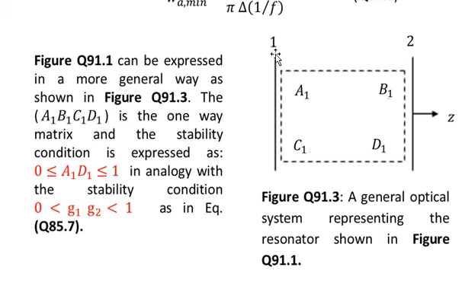So you see that we have drawn two parallel planes in front of the mirrors, spherical mirror 1 and spherical mirror 2. So plane 1 and plane 2 are just in front of spherical mirror 1 and spherical mirror 2. And you see that we have shown the direction of the z-axis passing through the center of the mirrors, or the center of the lens that is placed in the resonator. And A1, B1, C1 and D1 are actually the matrix elements which represent the one-way matrix for the transmission of the field from plane 1 to plane 2.